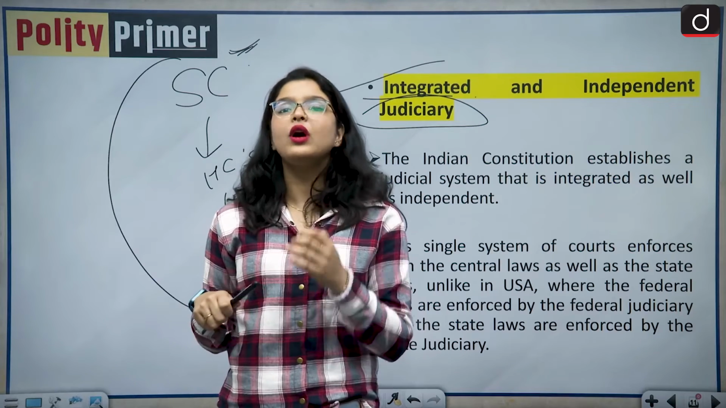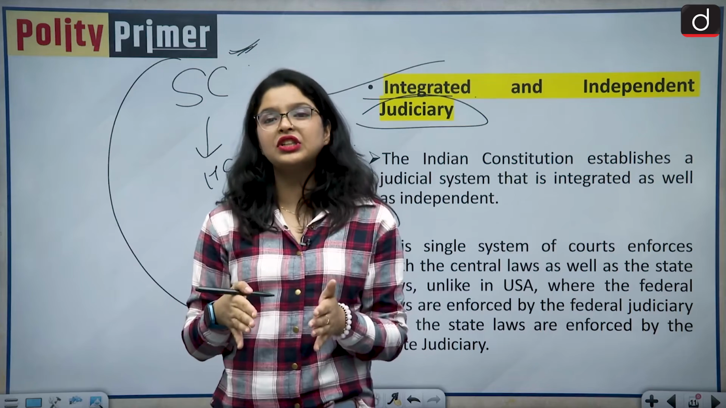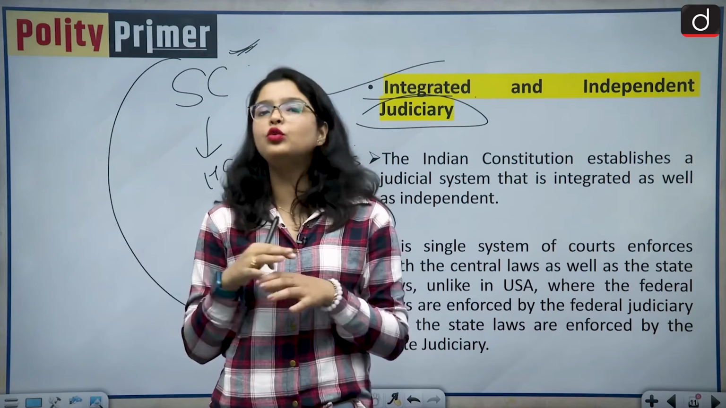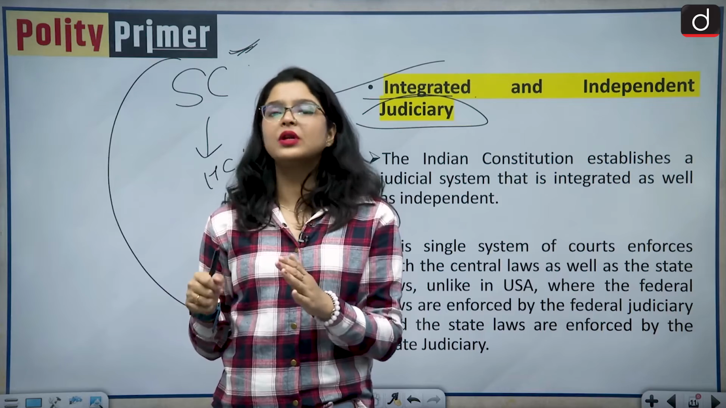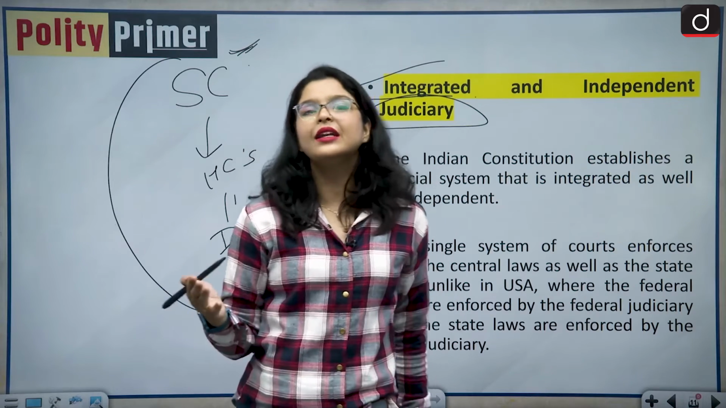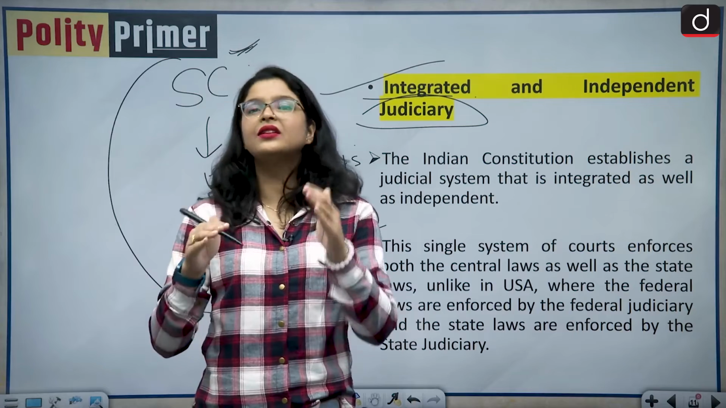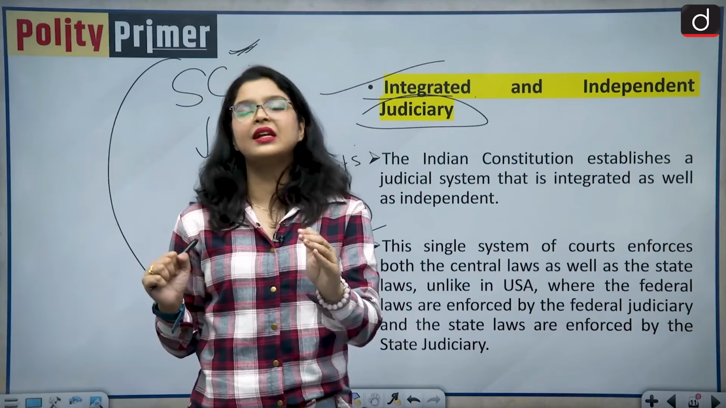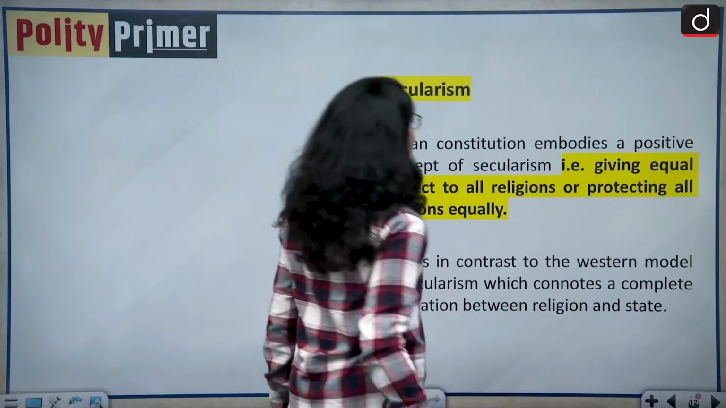In India, we follow a single hierarchy of judiciary, an integrated judiciary with the Supreme Court at the top. We do not have other such judiciaries. The High Court comes under the Supreme Court. So this is the difference between the Indian constitution and the US constitution. We do not follow a judiciary at the central level separately and at the state level separately.